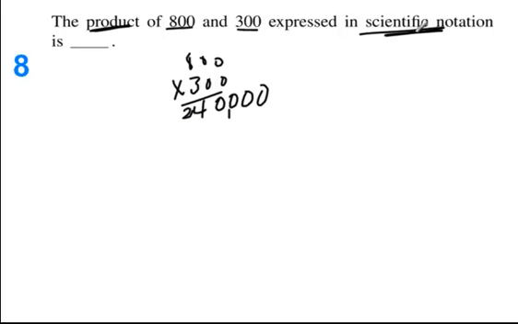240,000, but I need to write it in scientific notation, so I put my decimal right there, but that's where it was. So 2.4 times 10 to the 5th power.